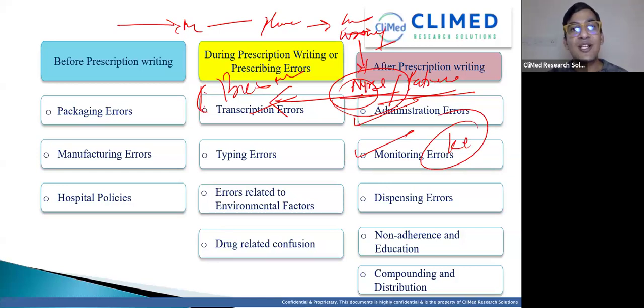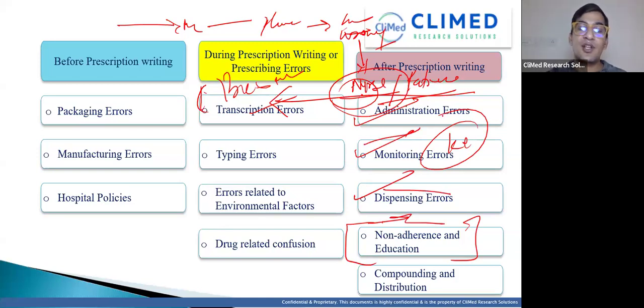So these are monitoring errors, dispensing errors from the pharmacist side, and non-adherence and education issues from the patient side. These are patient related problems, this is a pharmacist related problem, and this is a nursing related problem, right?